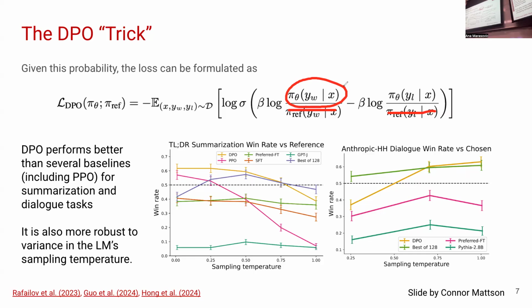Okay, so going back to what we have here, if you ignore the denominators for a moment, we are saying I want the probability of the winning response to be higher under my model than the probability of the losing response. And that's great, because if the probability of the winning one is higher, then it's going to be generated more often than the losing one. And now the denominators serve only to keep the probabilities still somewhat close to the SFT reference model. So we are doing two things at the same time.